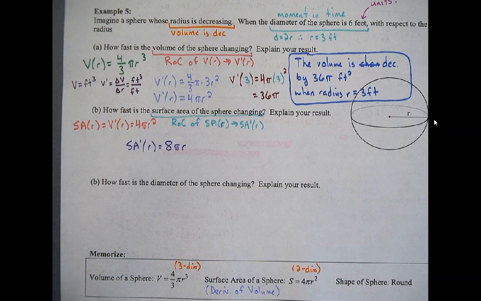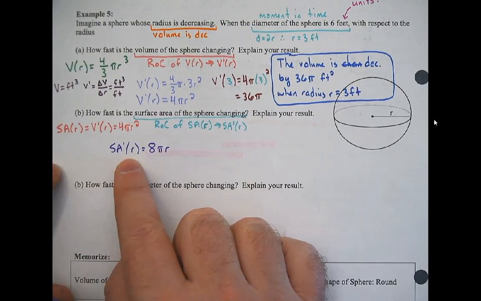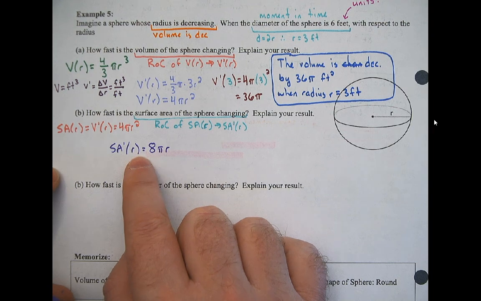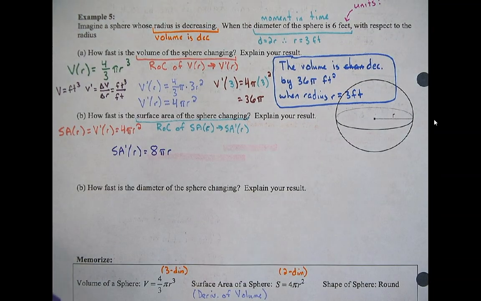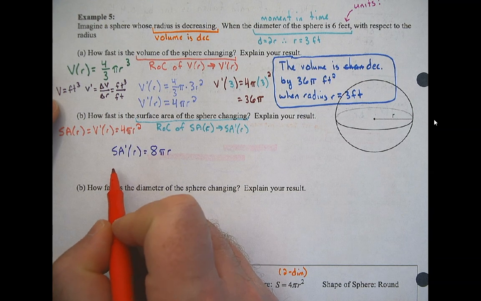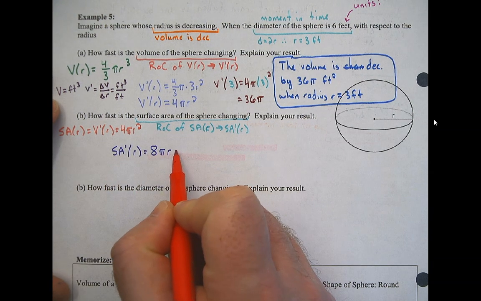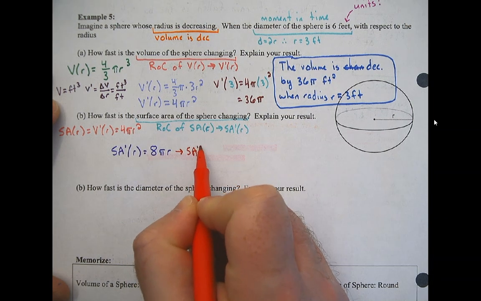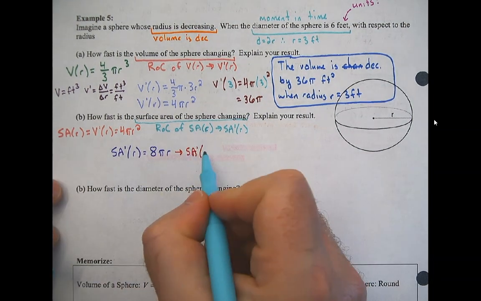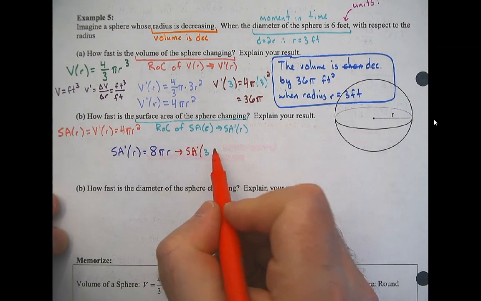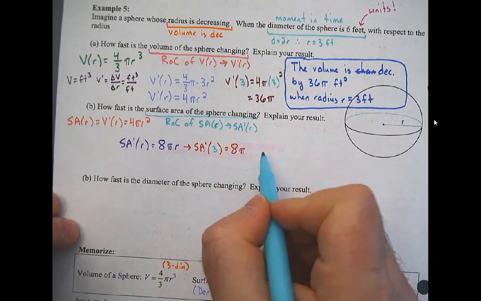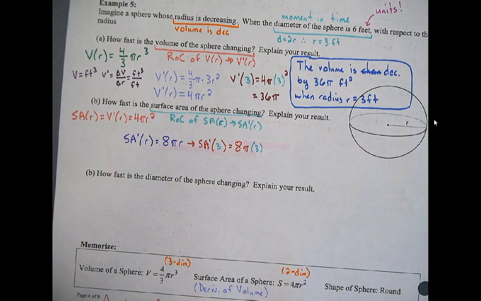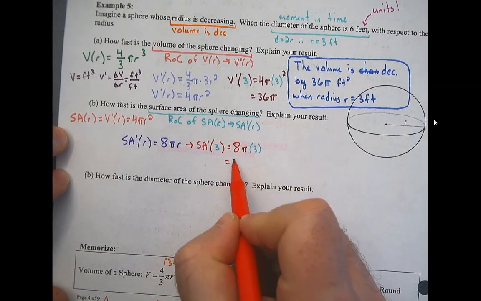So let's talk about the moment that we're trying to figure out the change in surface area. The moment we're looking for is when the radius is 3 feet. So again, I'm going to plug in 3. So then surface area prime at 3 feet is equal to 8 pi times 3, which ends up being 24 pi.